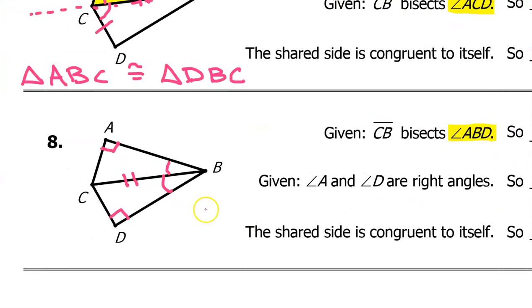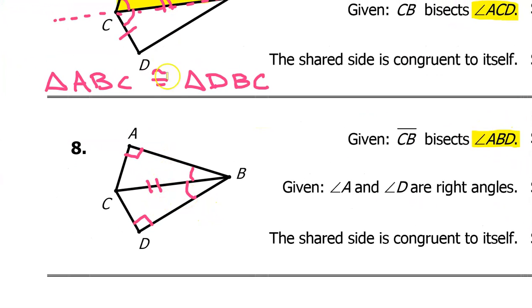So this is enough information to prove that the two triangles are congruent. Just focus on one triangle at a time. This is a right triangle. So ask yourself, is this hypotenuse leg? Well, we have the hypotenuse marked, but neither of the legs are marked. So it's not hypotenuse leg, but always ask yourself.